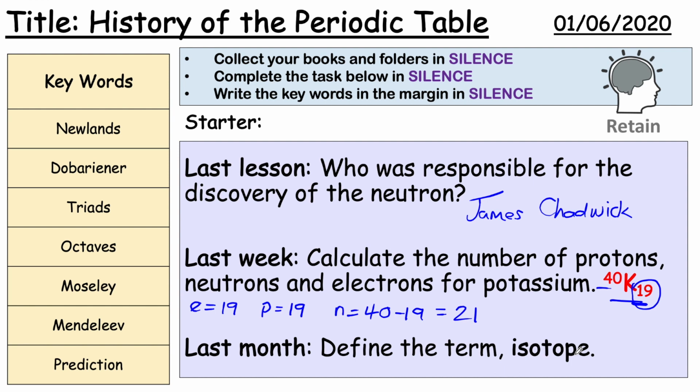Now the last question, define the term isotope. So the term isotope is given to any element that has the same number of protons but a different number of neutrons.